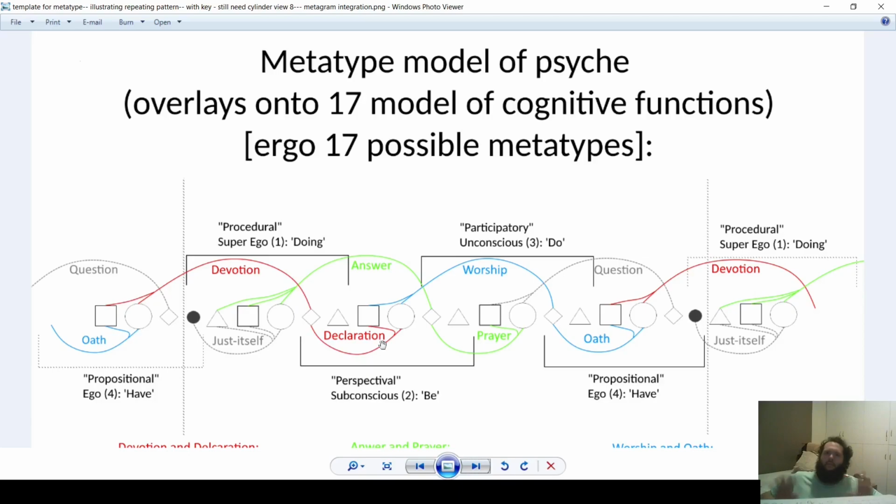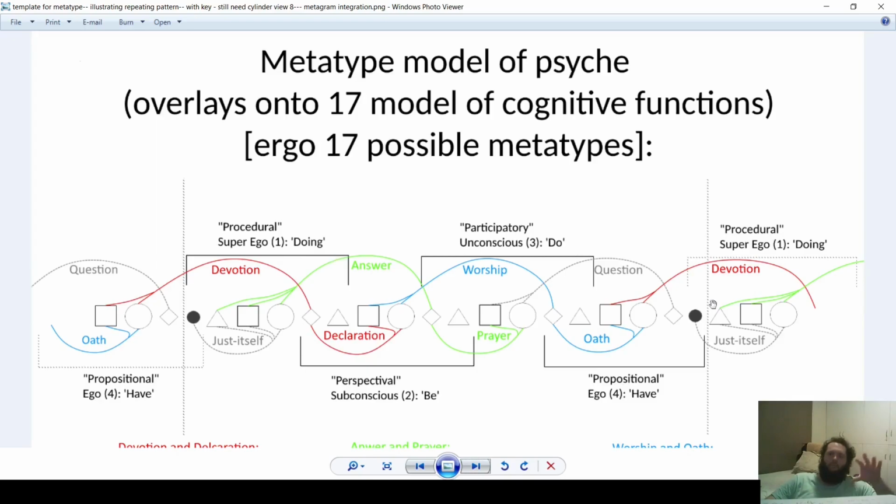This says metatype model of psyche, overlays onto the 17 model of cognitive functions. So this diagram here is not going to be familiar, but it's perhaps recognizable to some people in the MBTI world, the Myers-Briggs personality type indicator world, that know about the four sides of the mind.